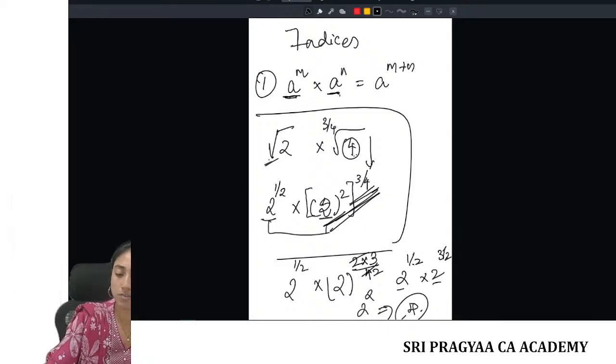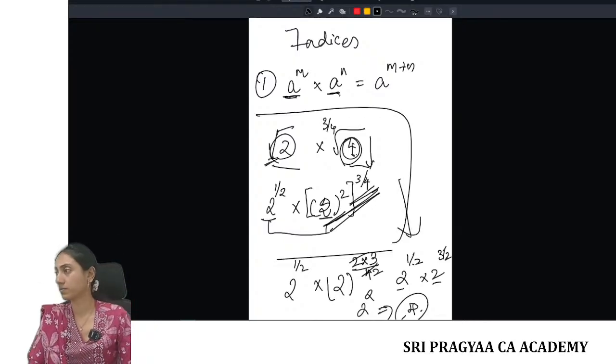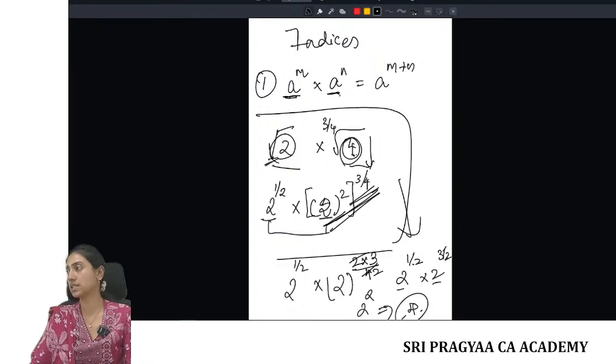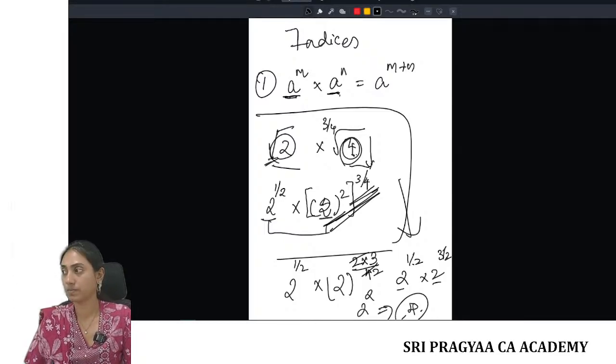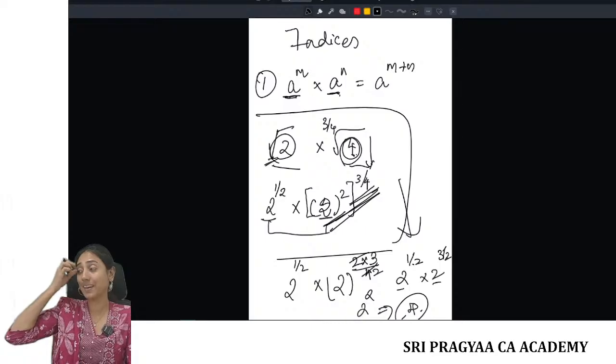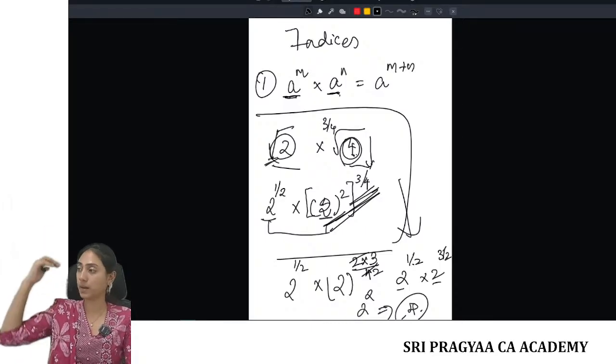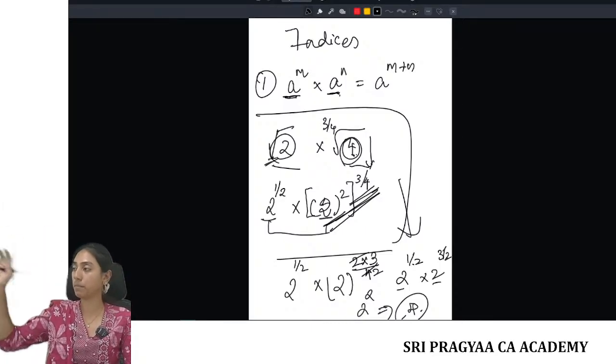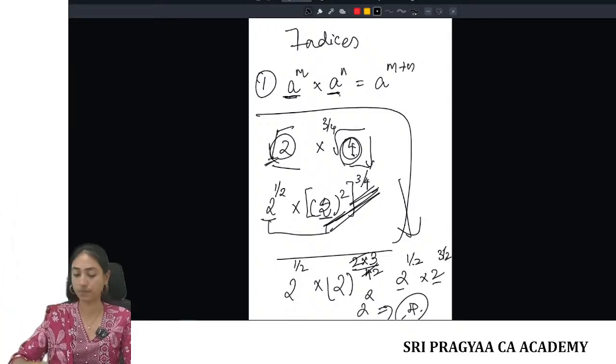So whenever you have different bases, convert them into the same base, and then if you work, it will be easier. So the first law is a power m into a power n will be equal to a power m plus n.